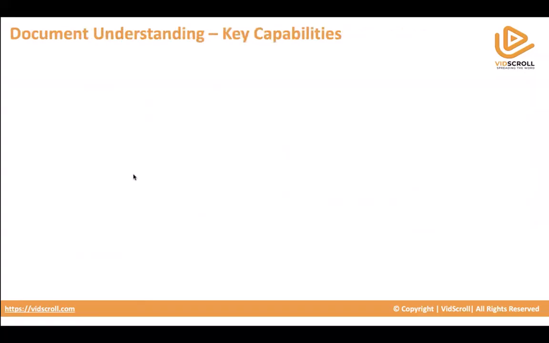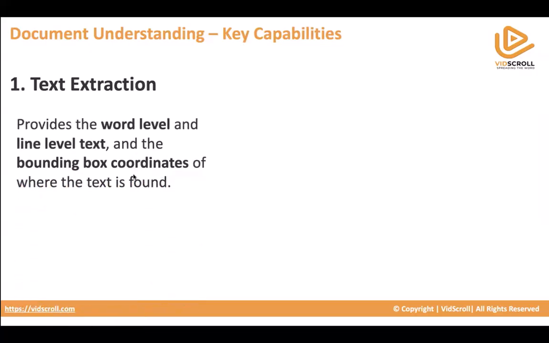So let us understand the key capabilities of the document understanding service. First is text extraction. This text extraction capability provides word-level and line-level text. So you provide a document, maybe you can provide an image. From that image, document understanding will extract each word and the complete line as well. And it will tell where exactly that word and line is, meaning the bounding box coordinates of where the text is found.